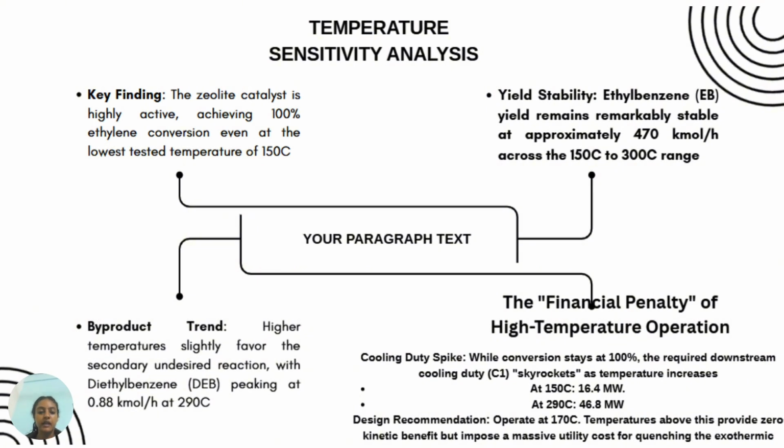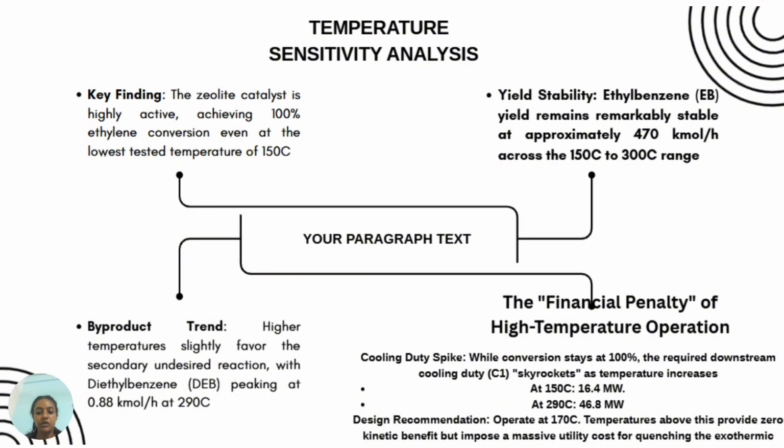Diethylbenzene reached its peak at 290 degrees Celsius, showing that higher temperature slightly favors the secondary undesired reaction. So the real engineering takeaway here is the thermal management cost. Because this alkylation is highly exothermic, we must quench the reactor effluent using a downstream cooler.